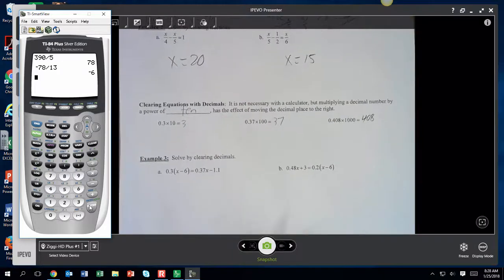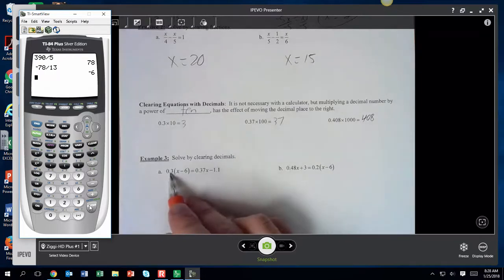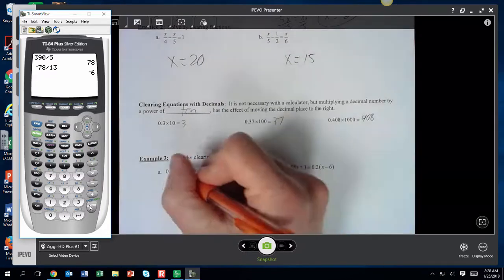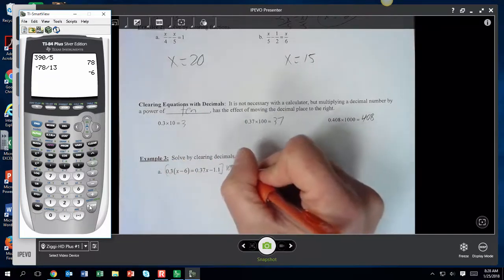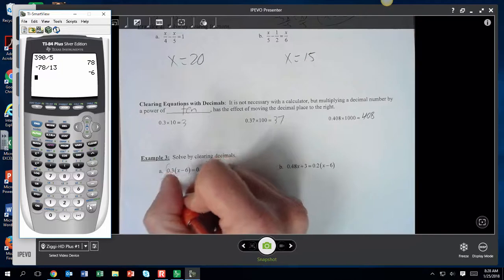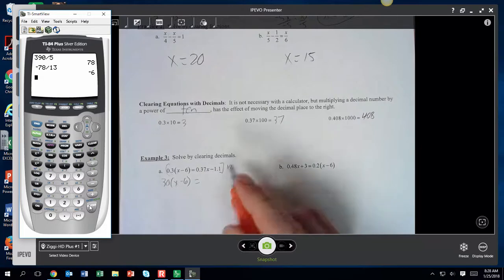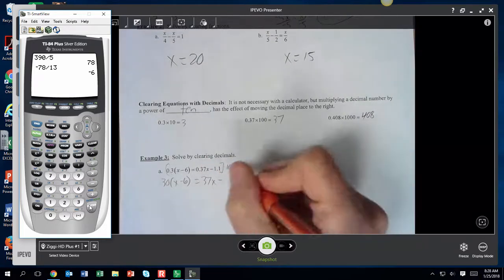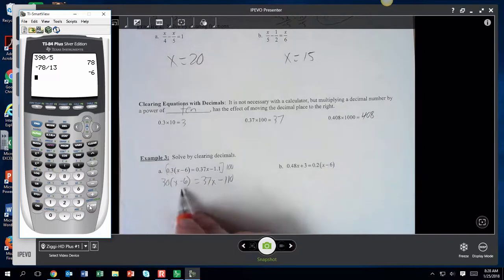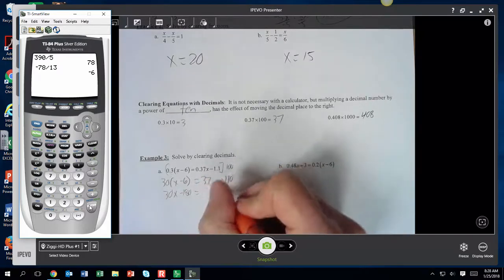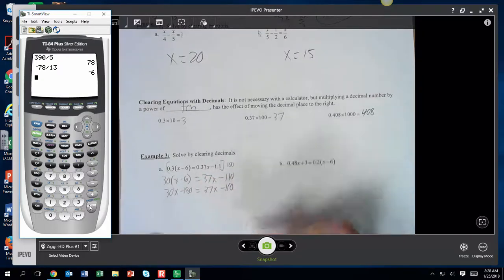Again, you could do this with a calculator, but let's go ahead and try clearing out the decimals. I have 3/10 times the quantity x minus 6 equals 37 hundredths times x minus 1.1. So I'm going to go ahead and multiply everything by 100. 0.3 times 100 is 30 times x minus 6 equals 37 hundredths times 100 is 37x minus 110. Distribute my 30 through, so that's going to be 30x minus 180 equals 37x minus 110.